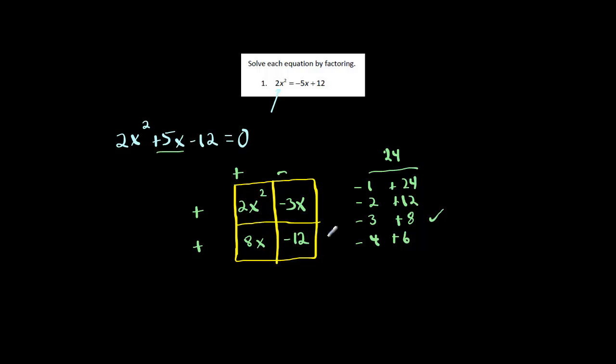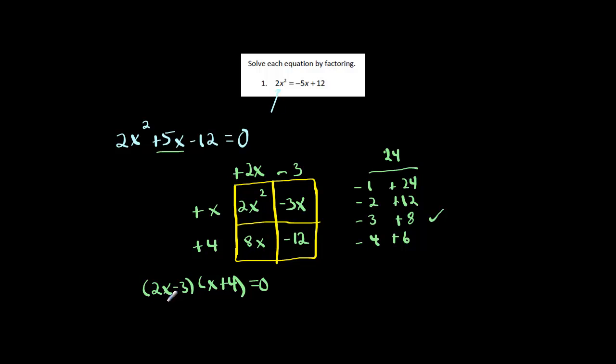So factor out the greatest common factor. So this is a 4. This would be x. This would be 2x. And this would be 3. So we have 2x minus 3, x plus 4 equals 0.